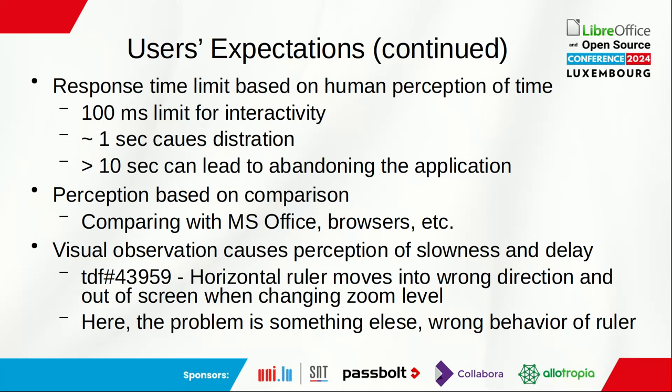And also we have another set of perceptions based on visual observations, where the user feels some sort of slowness and delay. For example, take a look into this bug, TDF bug number 43959. It's about a problem with rendering the horizontal ruler. So it goes in the wrong direction and it takes a small amount of time to go back to where it should be. So here there's a problem which is not in itself a performance problem, but it causes the users to feel some sort of delay.